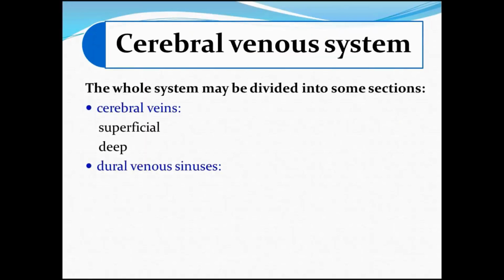We move on to talk about the cerebral venous sinuses. These are the venous sinuses and the cerebral veins, including superficial and deep cerebral veins, that drain the cerebral venous blood back to the systemic circulation.